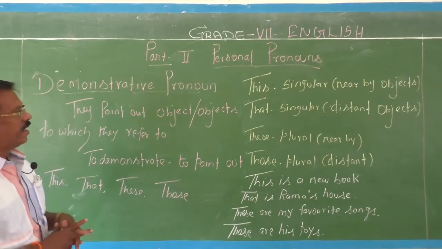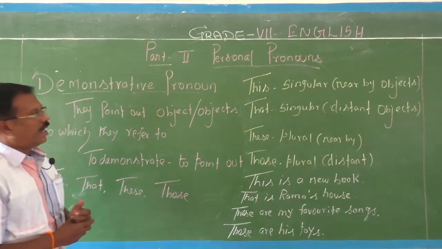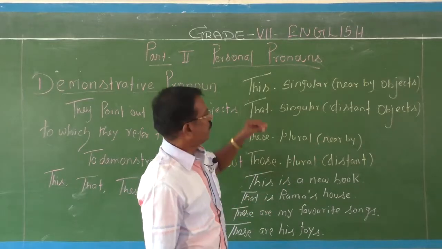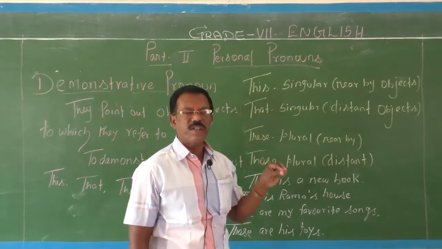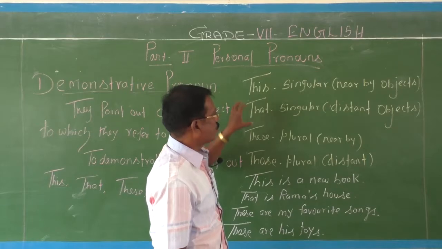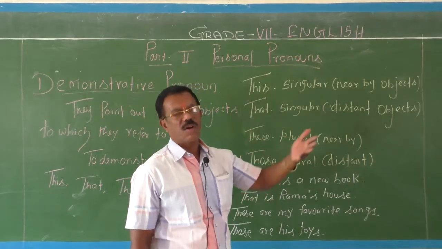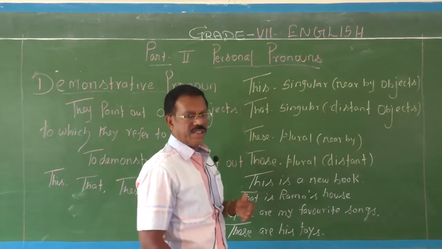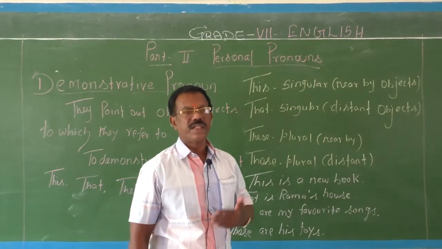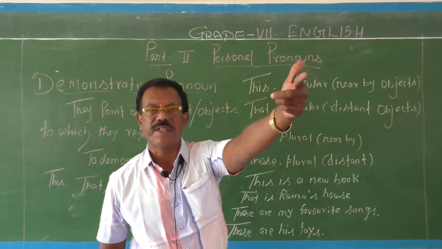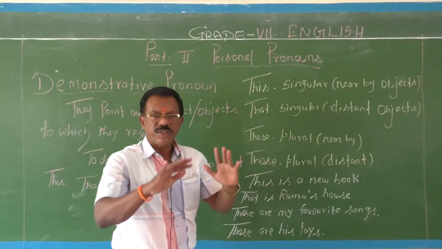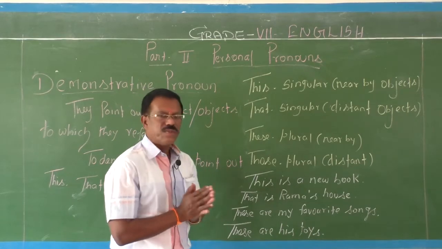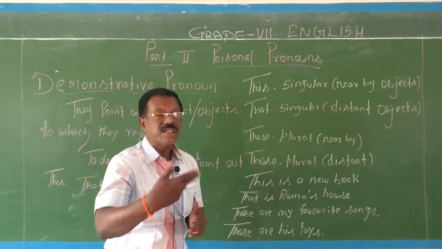They are called demonstrative pronouns. We use this to refer to nearby singular objects. We use that to refer to singular distant objects. Okay children, could you follow me? You should know the difference. This refers to a singular nearby object, that refers to distant singular objects. We use these to refer to nearby plural objects. Those we use to refer to distant plural objects.